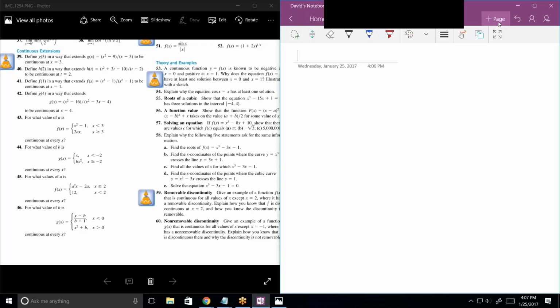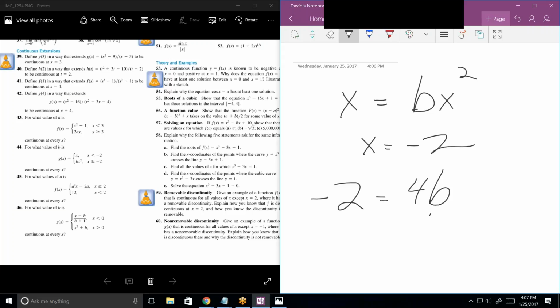44, for what value of b is the function continuous? Well, what do I need to do without drawing the picture? x has to equal bx squared when x is equal to -2. Okay, so -2 equals 4b. b equals -1/2. It's really as simple as that. Okay.